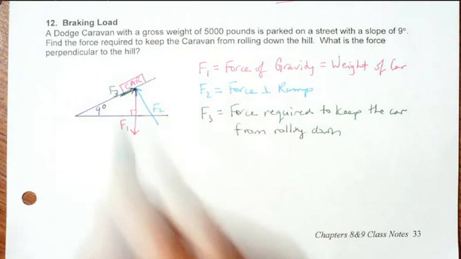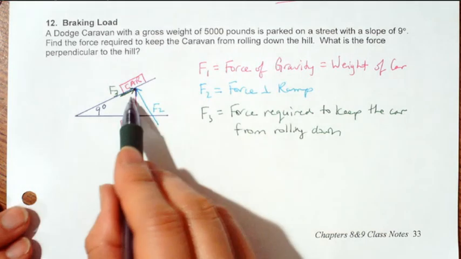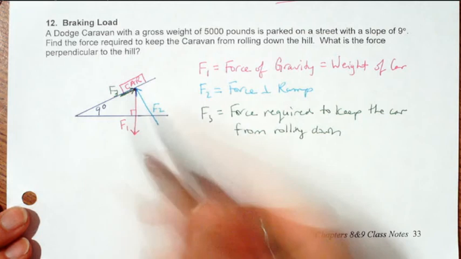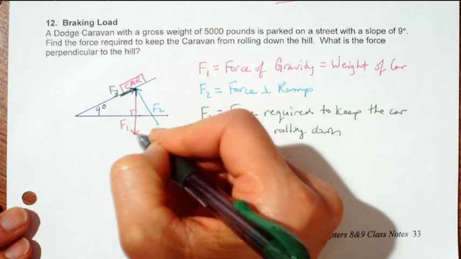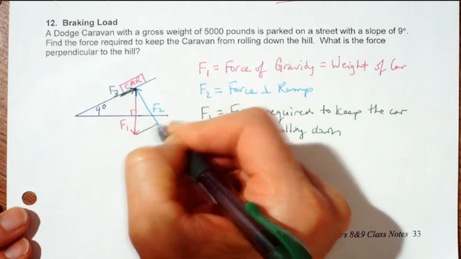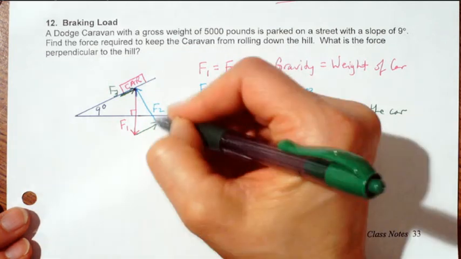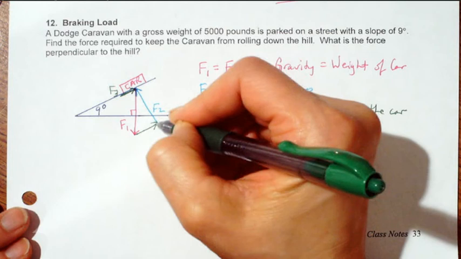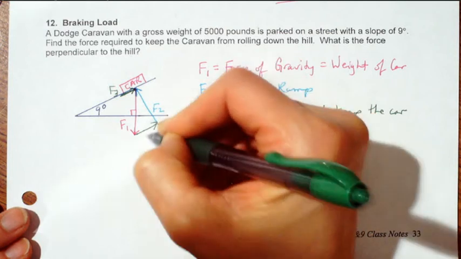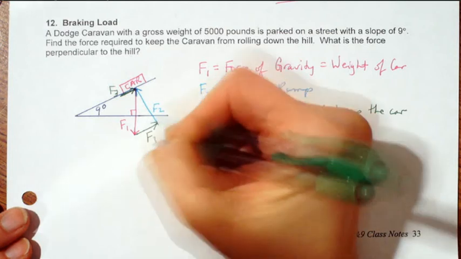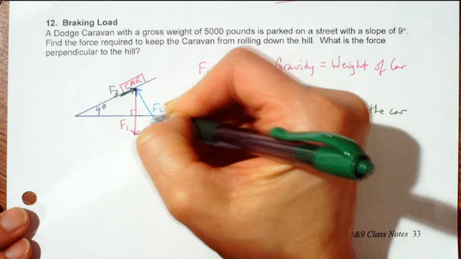Now remember that vectors are transferable, so that means I can move this vector and place it here. So it's going to work out so that if the car is not going to roll down, then it's going to end up exactly touching the F3. So this is your F2, and this is your F3. And so this is going to create a right angle here.